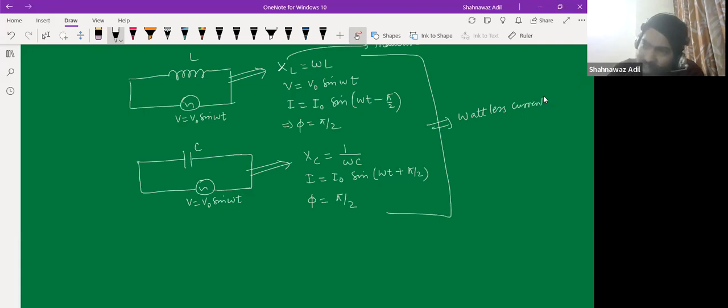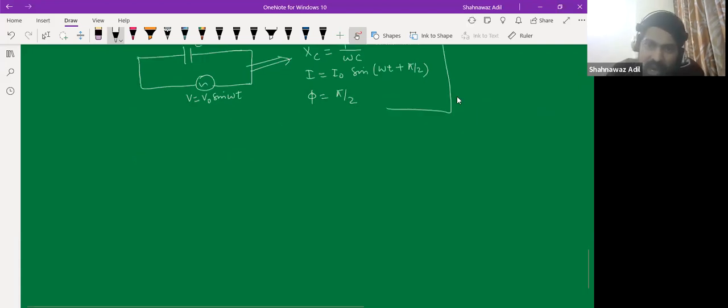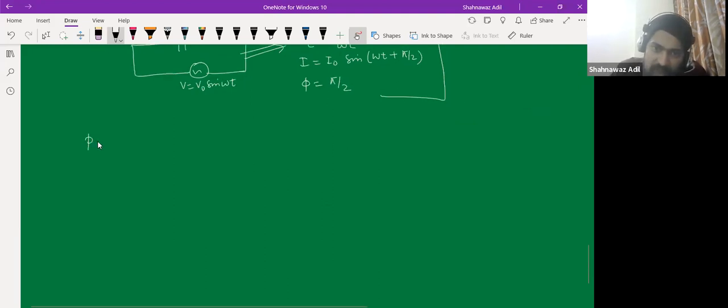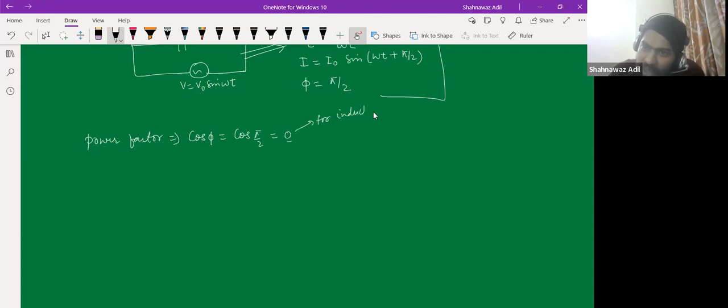Why wattless current? Because the power factor is defined as cos phi, and how much is this? Cos pi by 2. This is 0 for an inductor and capacitive circuit.